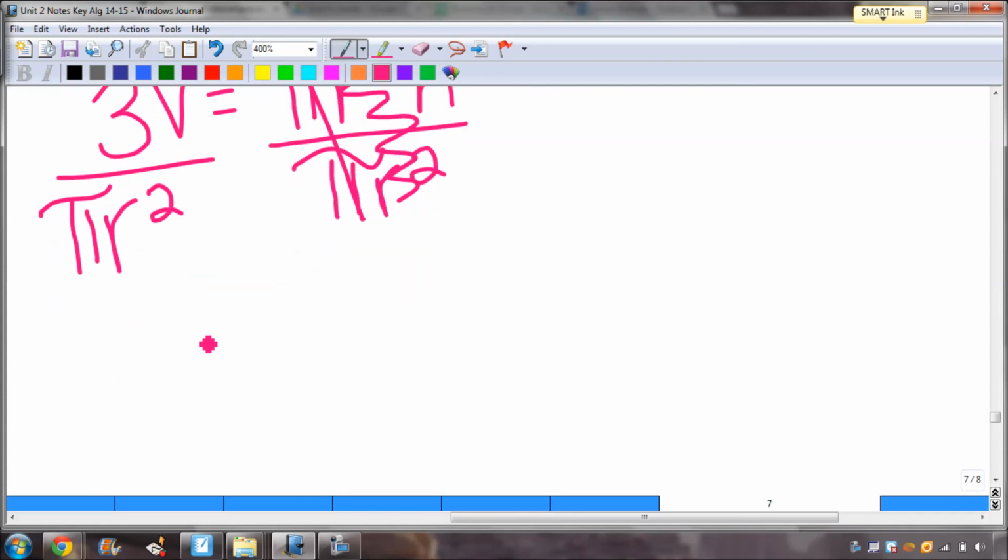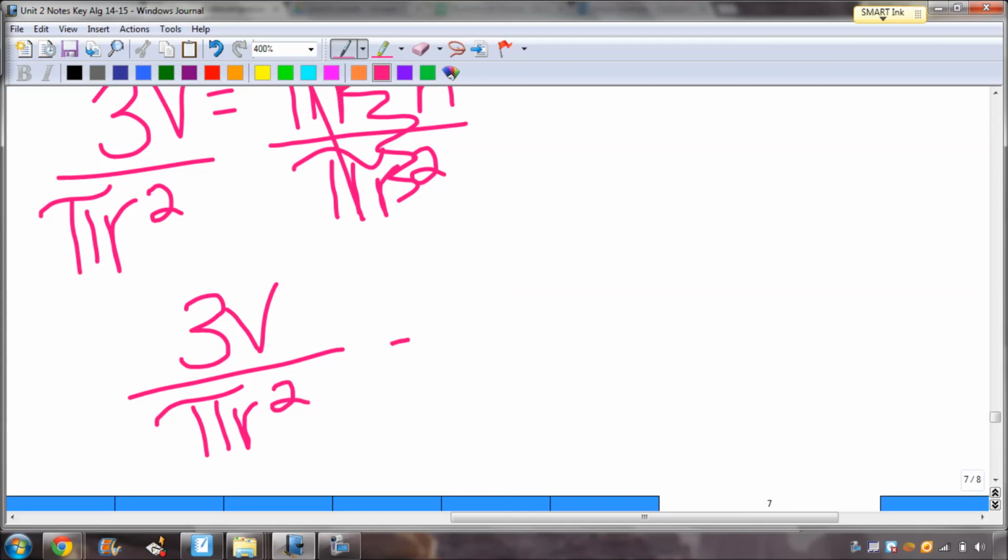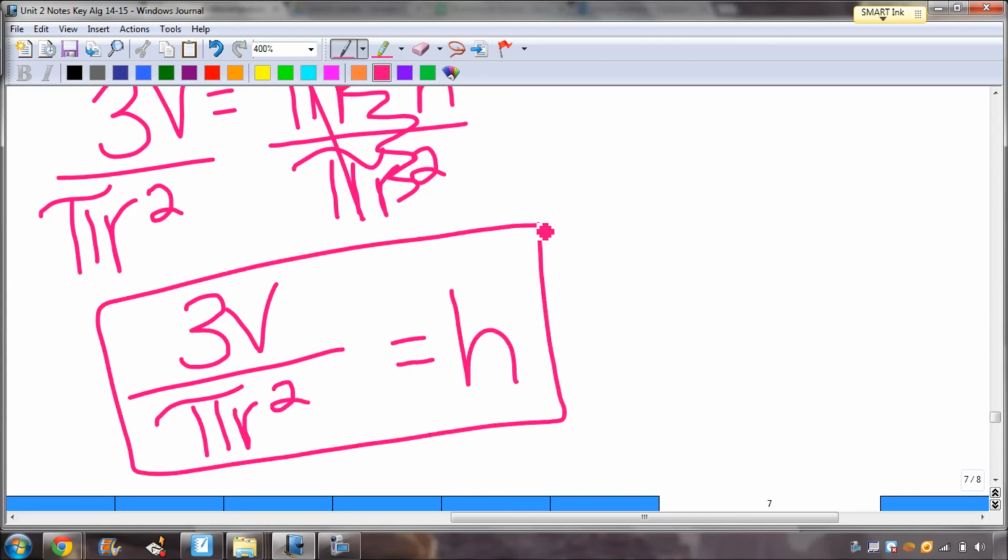You end up getting 3v over pi r squared is equal to h. So the h is isolated. All right? Again, I know this is a little weird, but the more practice you get with it, the less weird it's going to be, and pretty soon you'll be able to do this without any difficulty.